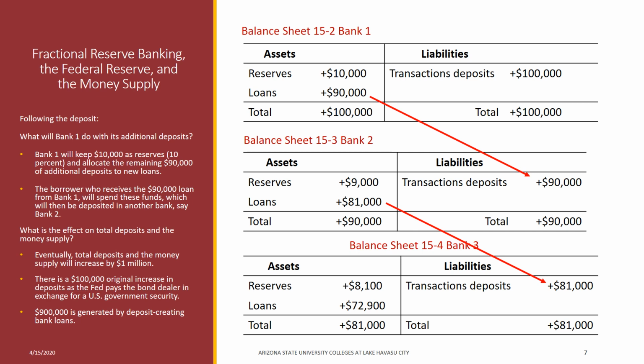Bank 3 uses the rest of the newly deposited funds, or $72,900, to increase its loans. The process continues to Bank 4, 5, 6, and so on. Each bank obtains smaller and smaller increases in the bank deposits because each bank holds 10% of the new deposits as reserves. So each succeeding bank makes correspondingly smaller loans.